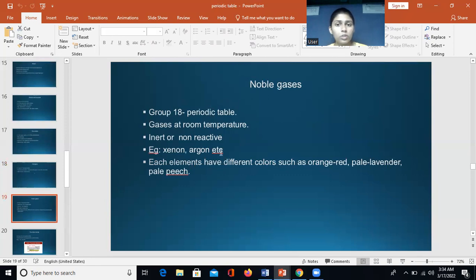Now let us come to the noble gas elements. Group 18 in the periodic table. These elements are known as noble gas elements. They are gases at room temperature, and they are inert or non-reactive. Examples for noble gas elements are xenon, argon, etc. Each element has different colors such as orange to red, pale lavender, and pale peach, etc. This is about the noble gas elements.